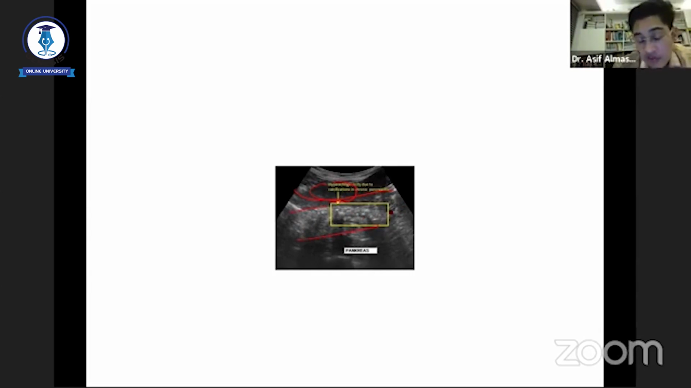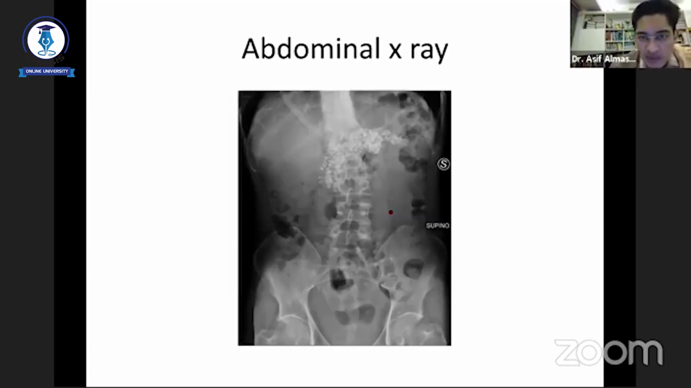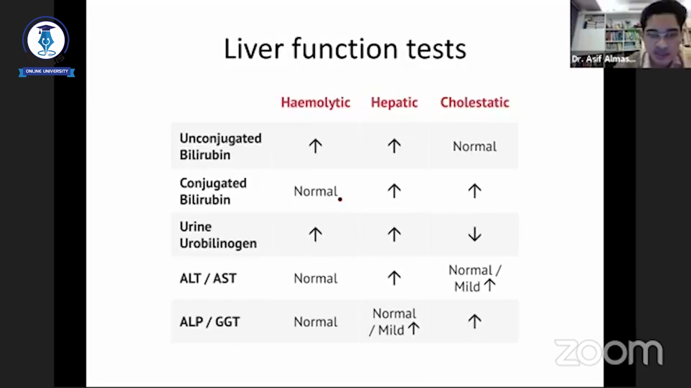If this is the case, you can also do an X-ray of the abdomen as well. This is the abdominal X-ray, and you can see the pancreas is calcified. If you look at this, this is the L1. So at the level of L1, L2, there is calcification, meaning the pancreas has been calcified, which is a feature of chronic pancreatitis.